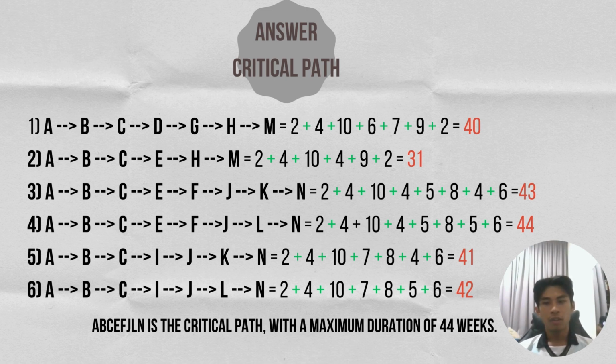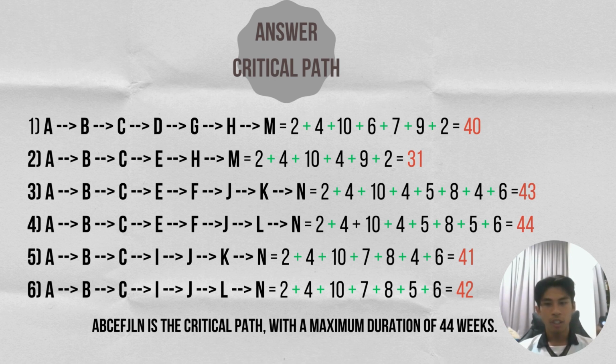And number 4, A, B, C, E, F, J, L, and N. We will get 44 time taken. For number 5, A, B, C, I, J, K, and N, we will get 41 time taken. And the last, A, B, C, I, J, L, and N, we will get 42 time taken.